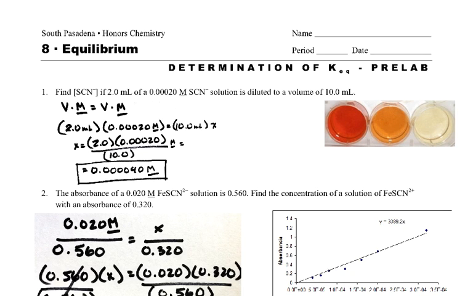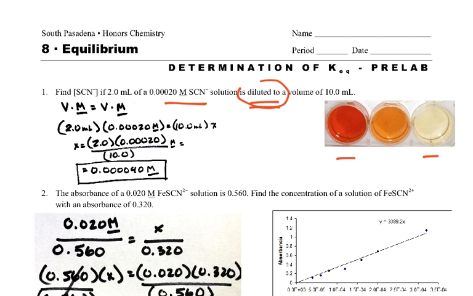I'm going to go over the answers to the Keq PreLab worksheet. First off, it's asking about if we have 2 milliliters of the 0.0002 molar SCN and it's diluted to 10 milliliters, what's the new concentration? And the key word there is diluted.